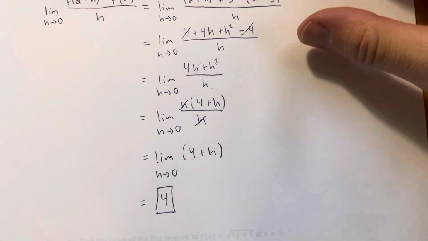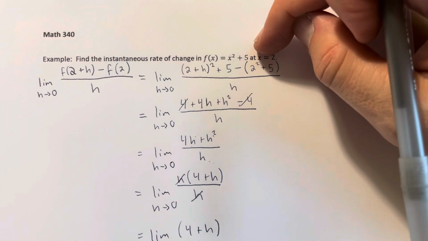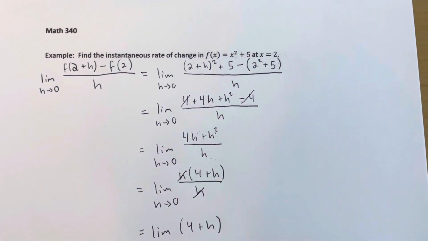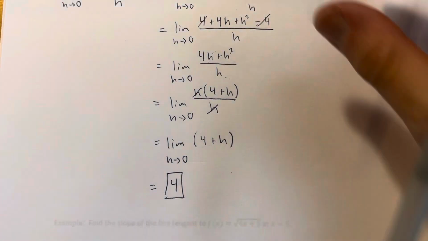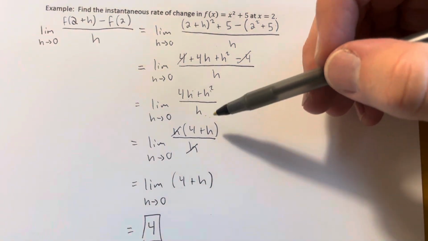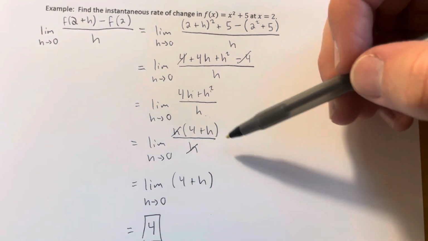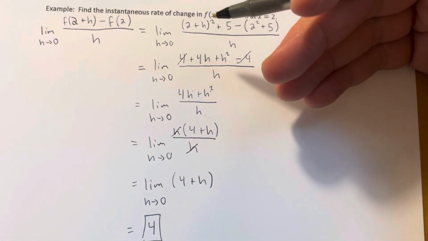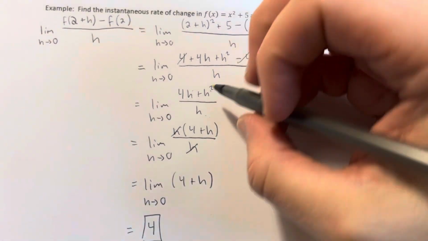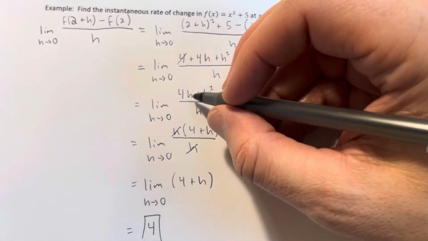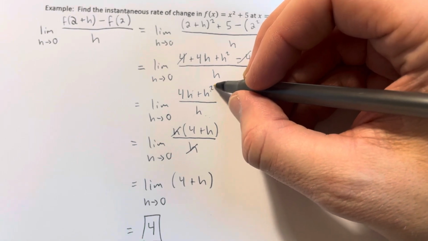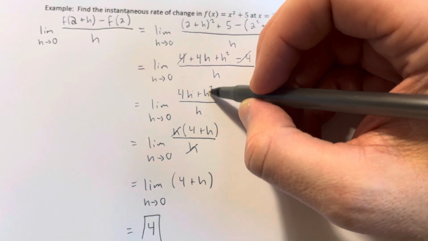So that instantaneous rate of change in this function at x equals 2 is 4. Now, this step right here, where I factored that h out, you're not going to see me do that again. In the future, what I'm going to do is just say this h cancels with that h and one of these h's, leaving me with 4 plus the other h.